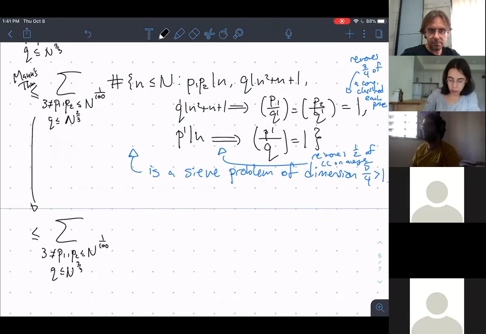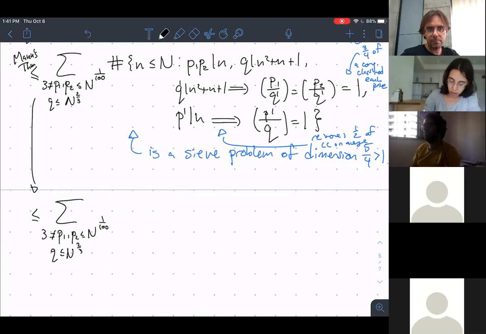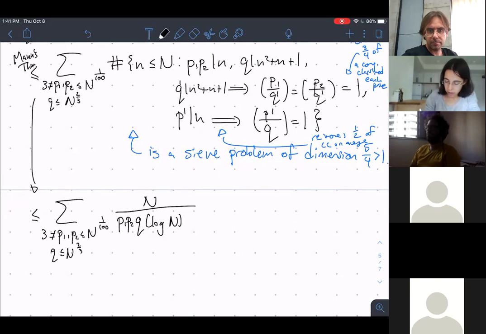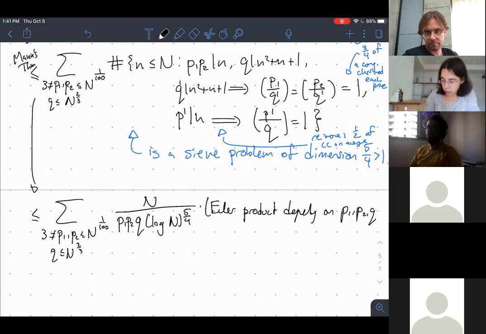And this condition that neither P1 nor P2 is 3 is a technical thing having to do with which primes actually have roots of n squared plus n plus 1. So using the upper bound sieve, the size of each one of these sets is like n divided by P1, P2, and Q times (log n)^(5/4) times some partial Euler product depending on P1, P2, and Q.